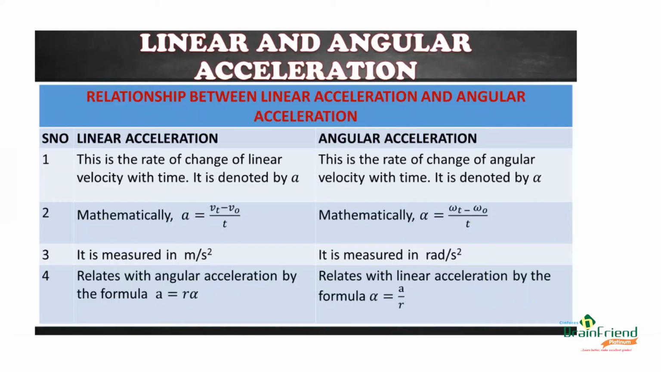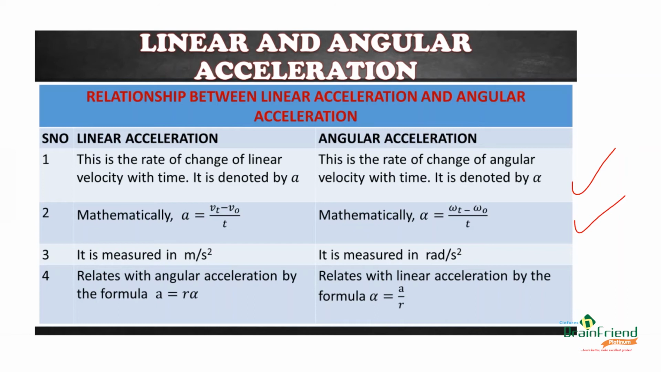Now, having established that relationship, let's go on to compare linear acceleration with angular acceleration. First, linear acceleration is the rate at which linear velocity changes with time, and it is denoted by A, while angular acceleration is the rate at which angular velocity changes with time, and it is denoted by alpha. Mathematically, linear acceleration A is equal to Vt minus Vo over T, while mathematically, angular acceleration alpha is equal to omega T minus omega O over T.